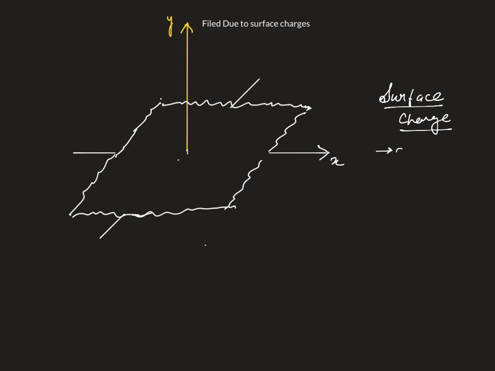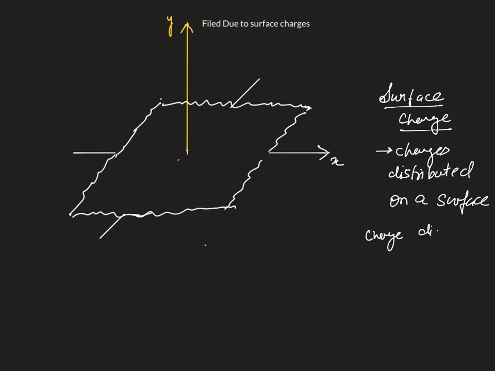The charges distributed on a surface. What kind of surface? Any kind of surface, and we will see a lot of surfaces in this explanation, so let's keep moving on. The most important thing here is the charge distribution.